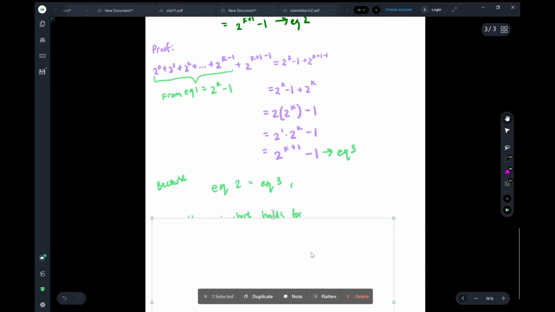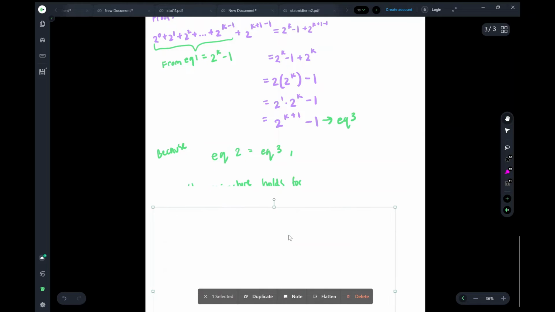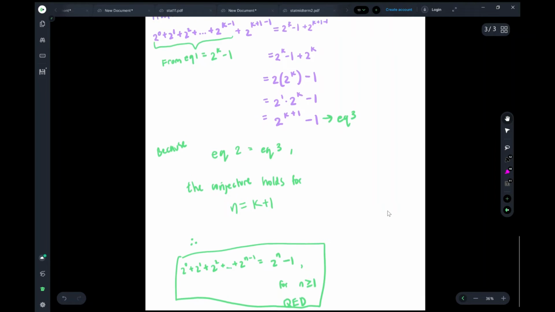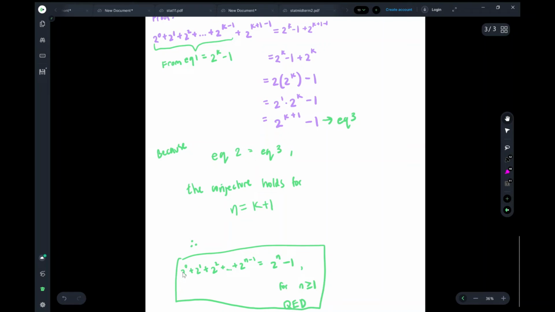So we now see that because equation 2 is equal to equation 3, the conjecture holds for n equals k plus 1. Now we can proudly say that 2^0 + 2^1 + 2^2 + ... + 2^(n-1) = 2^n - 1 for all n greater than or equal to 1. And QED just means it's been proved. So we have thus proven this using induction.